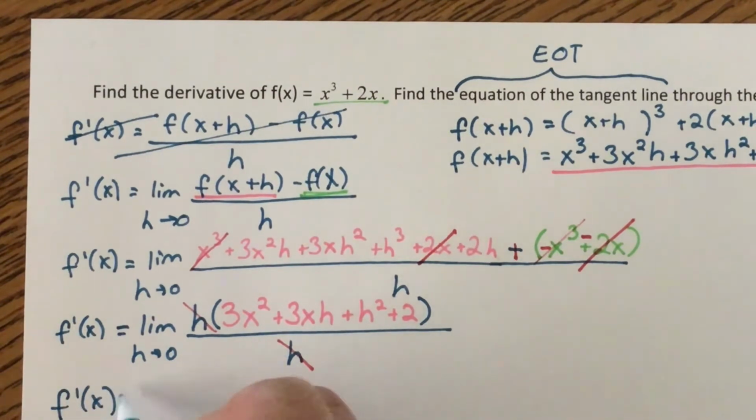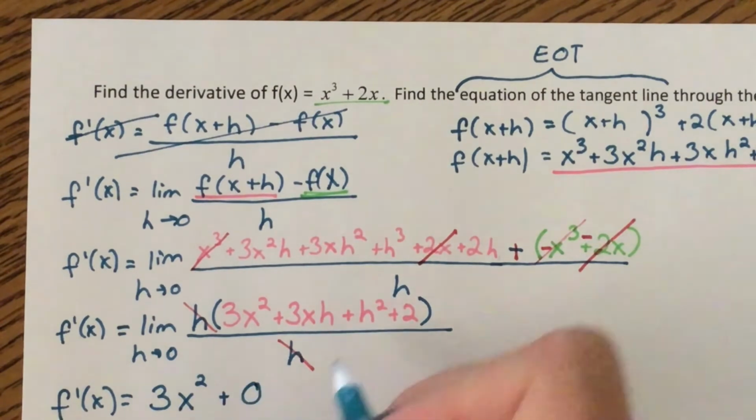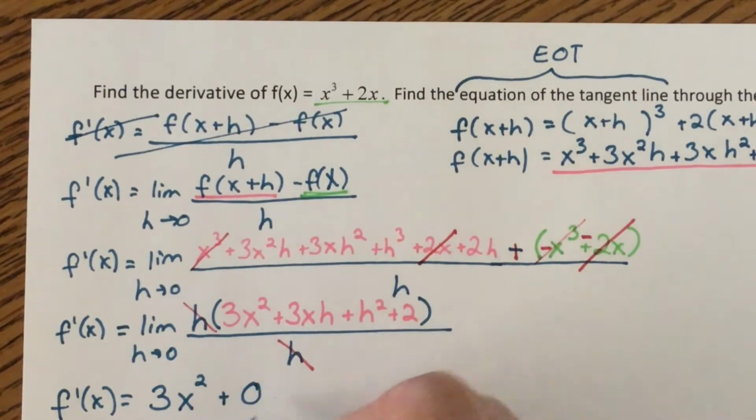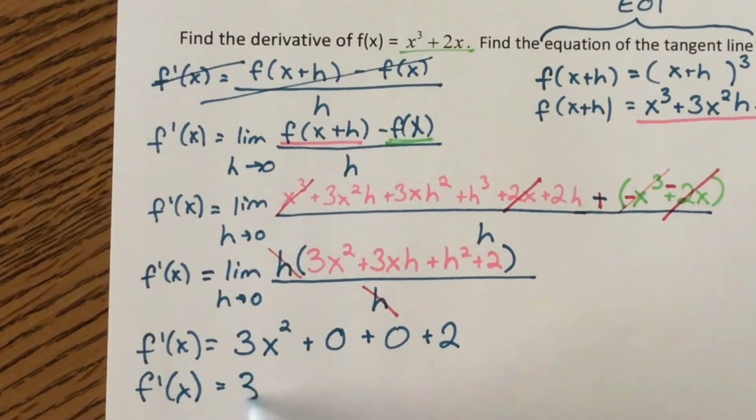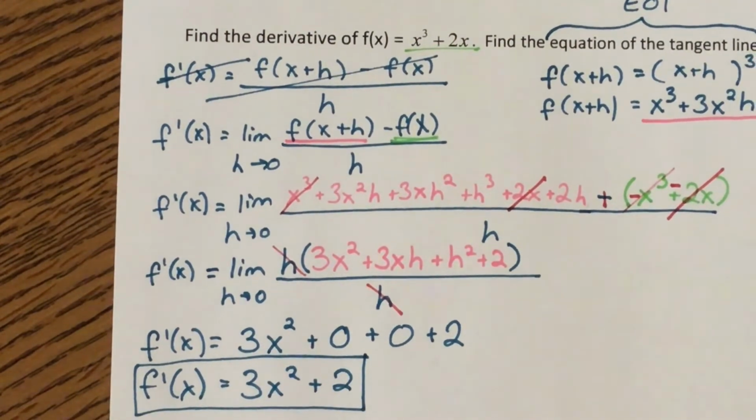F prime of x equals, let's plug in 0 every time we see an h. Okay, so we have 3x squared plus 3x times 0 is 0. Plug in 0 here for h, so plus 0 plus 2. Simplify that out. F prime of x equals 3x squared plus 2. There should not be any h's after you do the limit when you plug in that 0 for h.